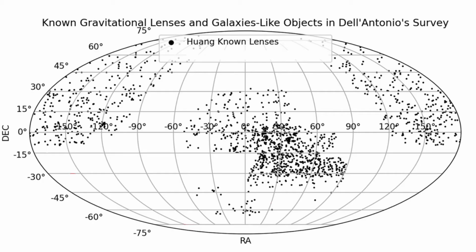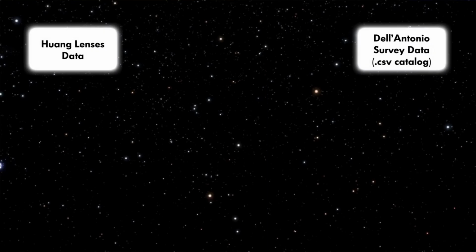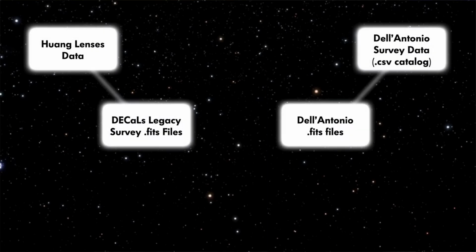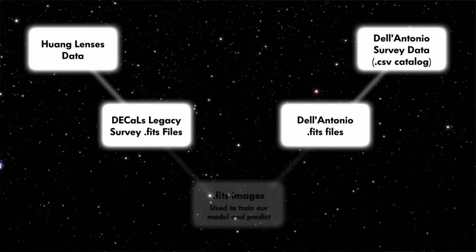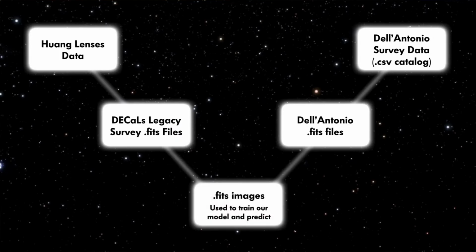We created this data visualization tool to showcase the scope of Del Antonio's survey versus Huang's. The black dots are the known lenses identified by Huang. The red dots are the galaxies we extracted from Del Antonio's data. We combine our data from both sources by their right ascension declination coordinates, then use various APIs to produce image cutouts of the thousands of objects in the survey. We will then use these FITS images to train our classification model.